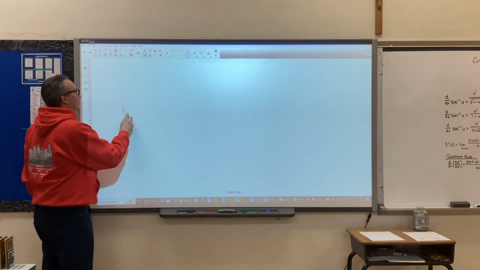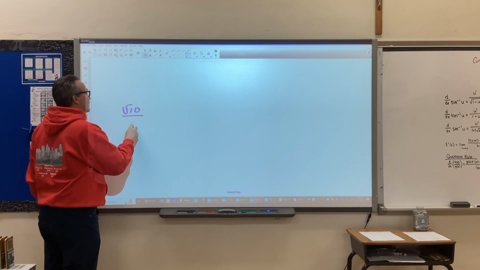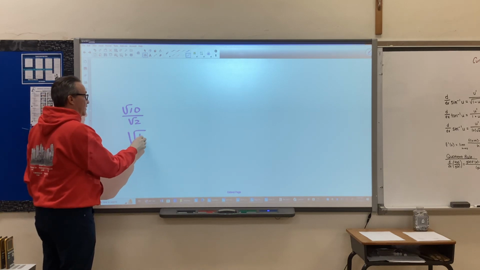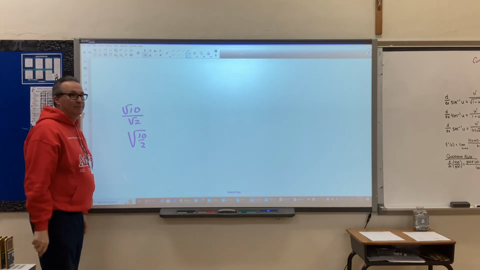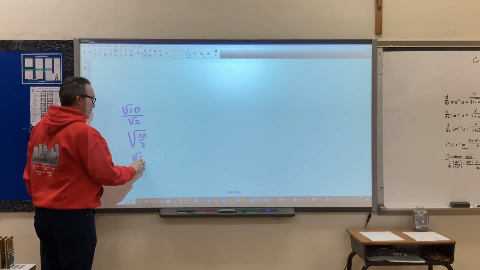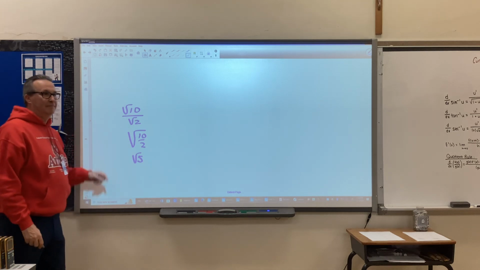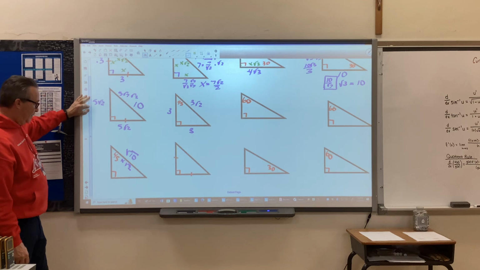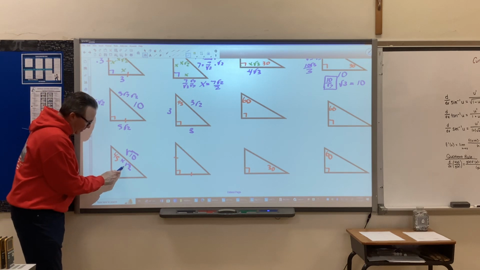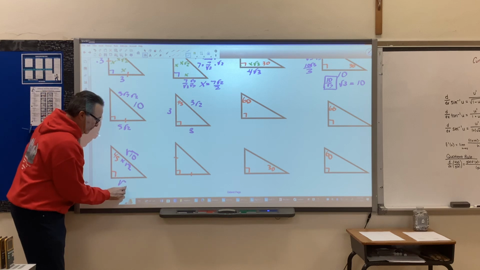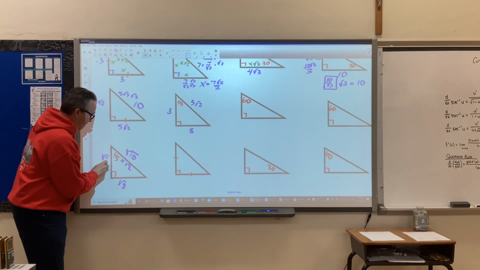Let's look at this. Square root of 10 divided by the square root of 2. That's the square root of 10 over 2, which is the square root of 5. Remember, you're looking for the number. What do you multiply by the square root of 2 to get the square root of 10? That's just the square root of 5.